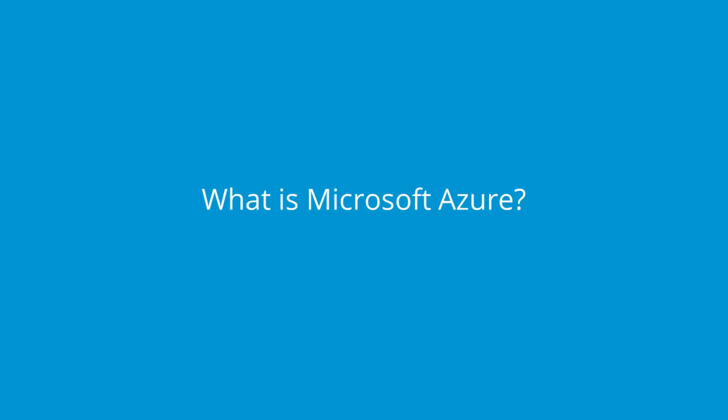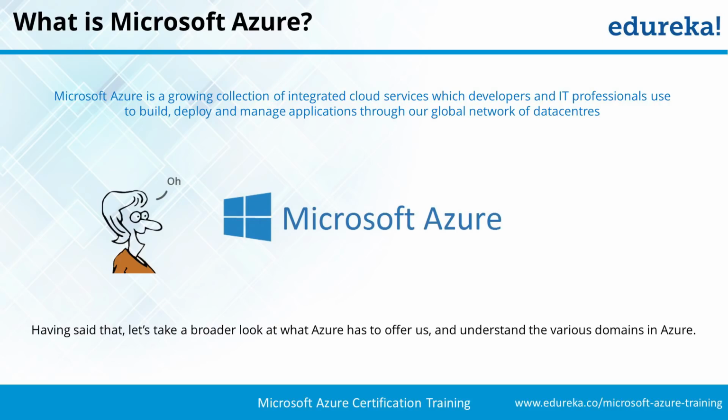Okay. Now talking about what is Azure. Microsoft Azure is a growing collection of integrated cloud services. Three services we talk about: one is SaaS, one is PaaS, one is IaaS. IaaS is infrastructure as a service, PaaS is platform or product as a service, and SaaS is software as a service.